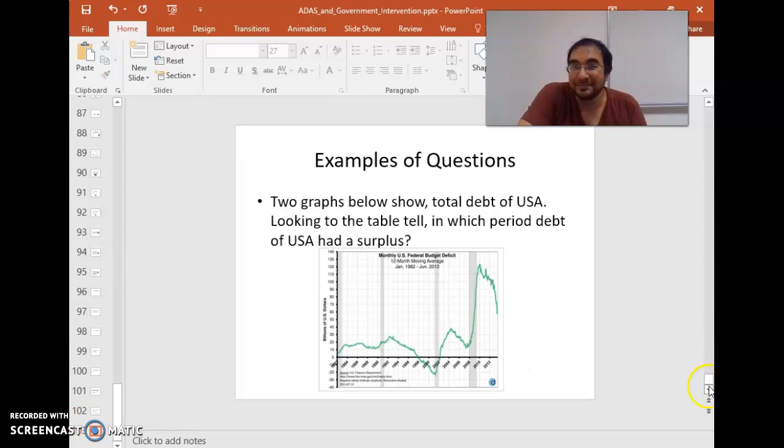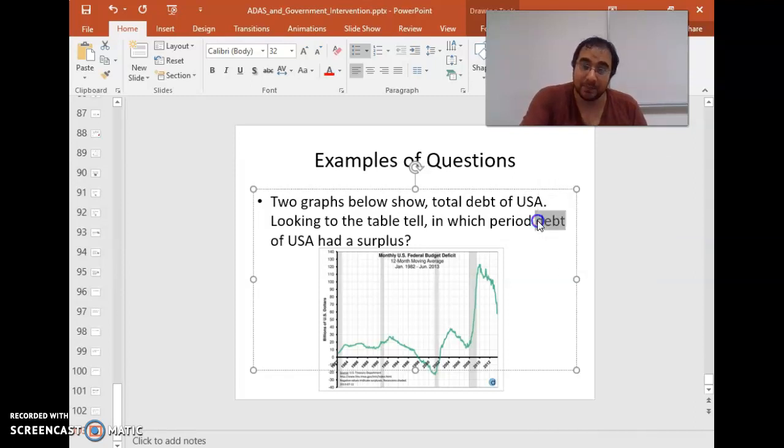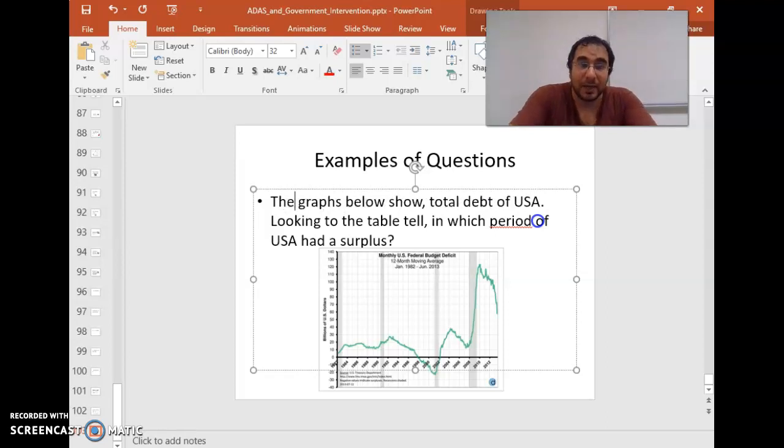It's this simple. For the second question, in this case, you see just one graph. The graph below shows the total debt of the USA. Looking at the table, in each period, the USA had a surplus. Actually, this should be raised. Basically, this shows the deficit, not debt, and this should be the graph.